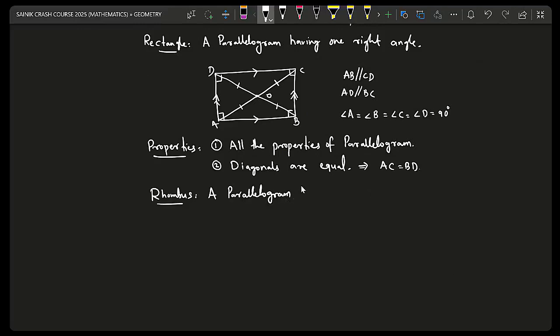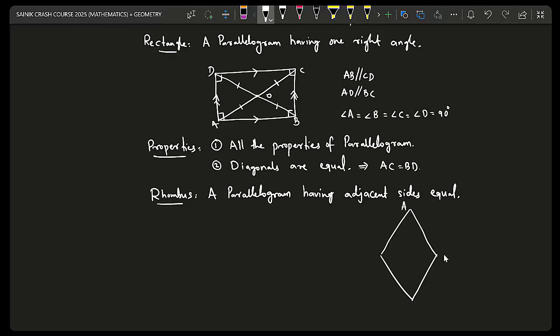A parallelogram having adjacent sides equal. In a parallelogram, adjacent sides may not be equal, but if you maintain that adjacent sides are equal, it is going to become a rhombus. So let me draw a parallelogram here. Yes, it is a parallelogram only, but adjacent sides are also equal.